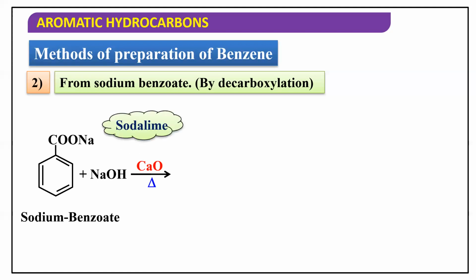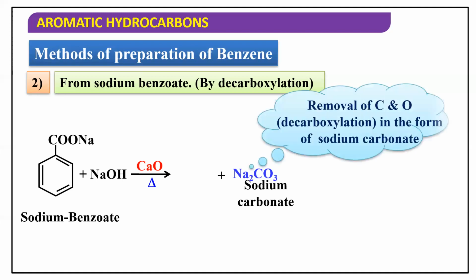So when these two combine, Na2CO3 is removed. So NaO from NaOH, then COONa from sodium benzoate is removed as sodium carbonate, giving us finally benzene. Okay, so removal of carbon and oxygen, decarboxylation in the form of sodium carbonate. So this is what is called a decarboxylation reaction, a very important reaction.